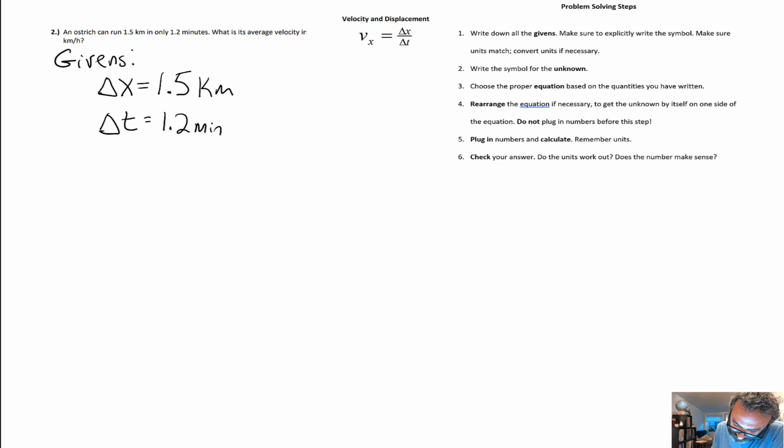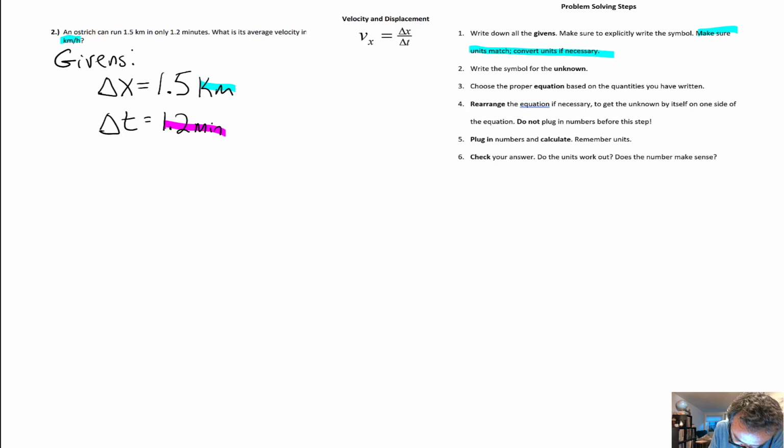Now before I go on though, I notice it says make sure the units match and to convert units if necessary. Well, the question in the problem says what's its average velocity in kilometers per hour. And I have kilometers and minutes in my givens, right? My delta t is 1.2 minutes. So that doesn't match up with the kilometers per hour above. So I've got to convert those units.